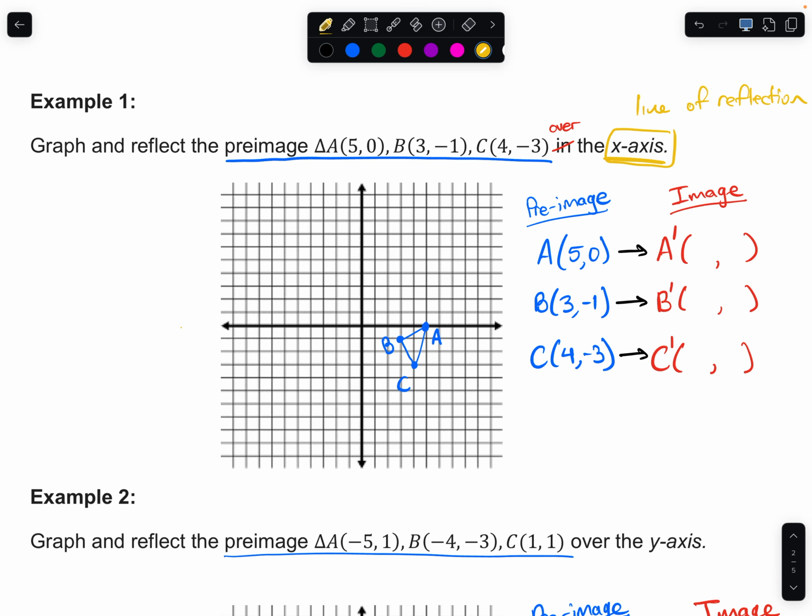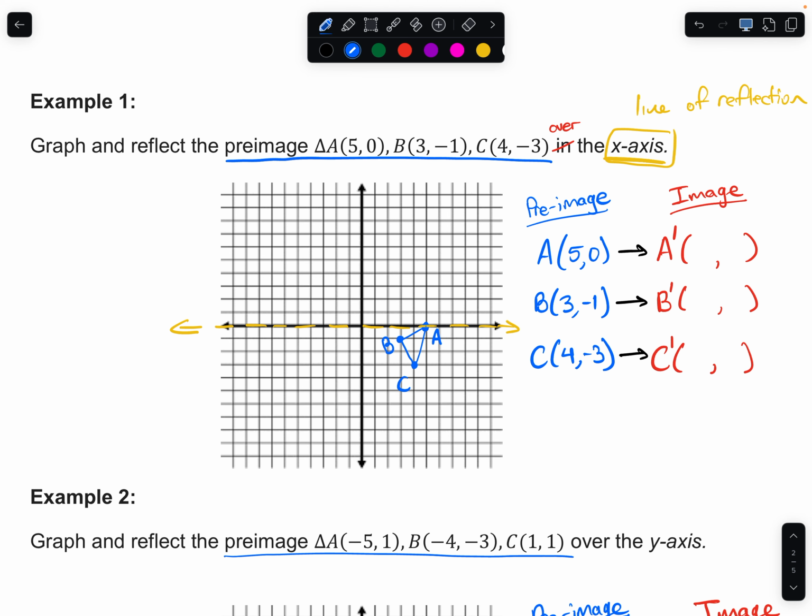The x-axis, everybody should know where that is. It's right here. That's our line of reflection, or you can think of it as a mirror. And each point in our pre-image, we're going to see how far it is away from the line of reflection, and then go that same distance in the opposite direction to find the point on the image.